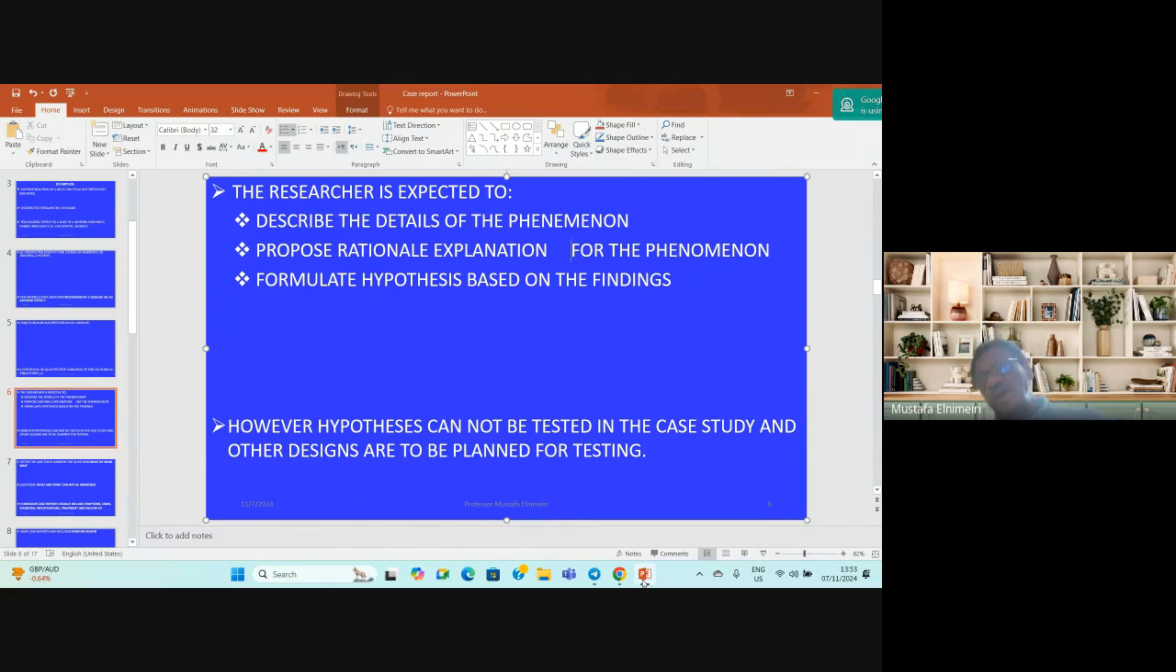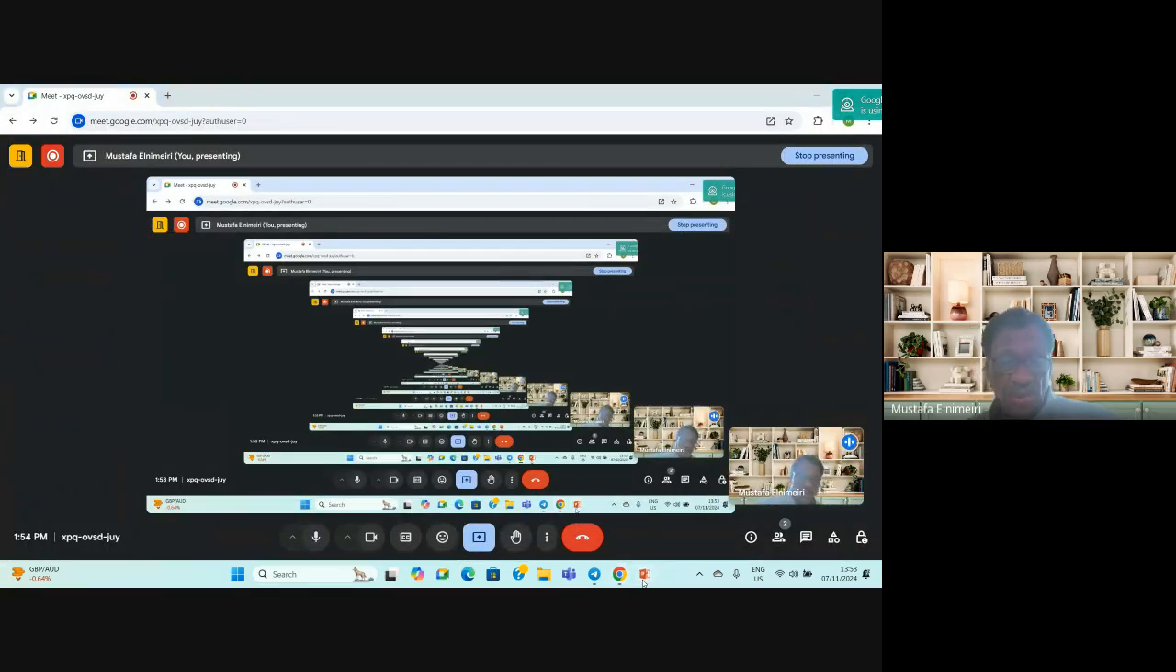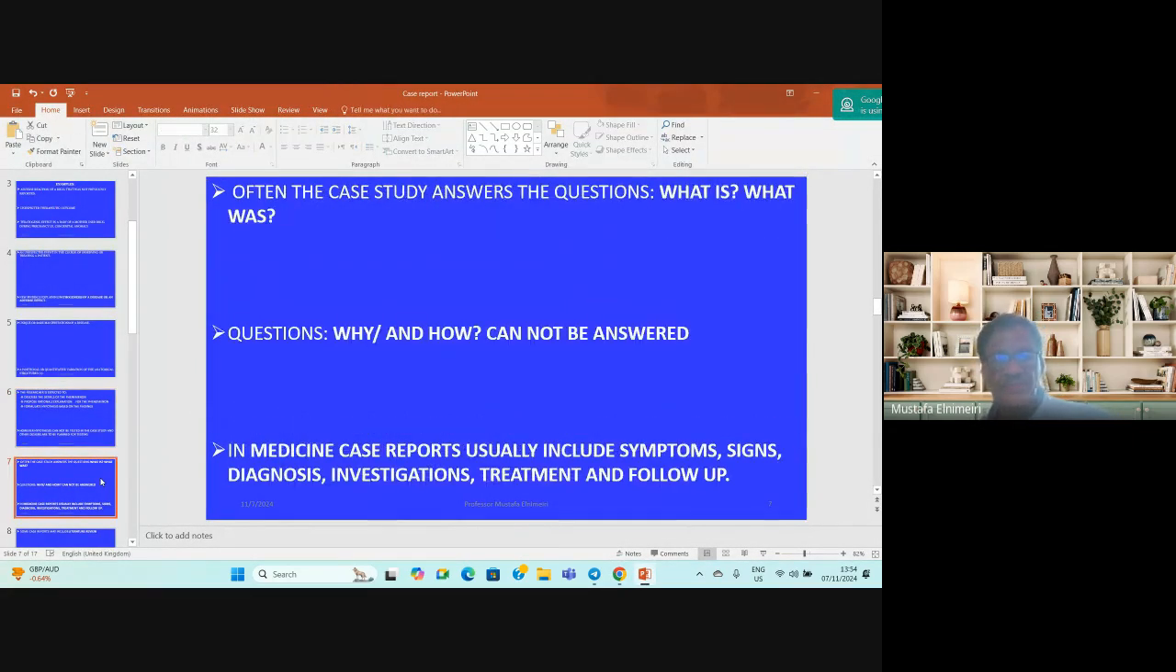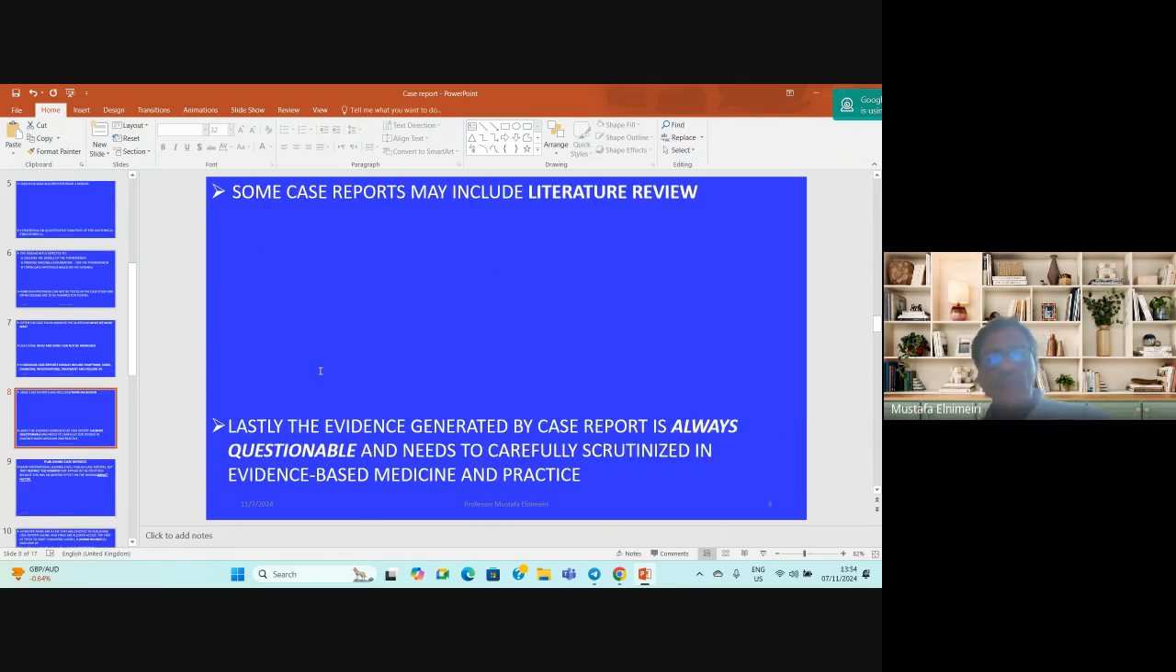However, hypotheses cannot be tested in a case study, but we need another design to test. Often in a case study, you can answer what is happening and what happened, but we cannot answer why and how. Those questions cannot be answered in a case study. In medicine, case reports or case studies usually include symptoms, signs, diagnosis, investigation, treatment, and follow-up, and therapeutic outcome, for example. And some case reports may include literature review.